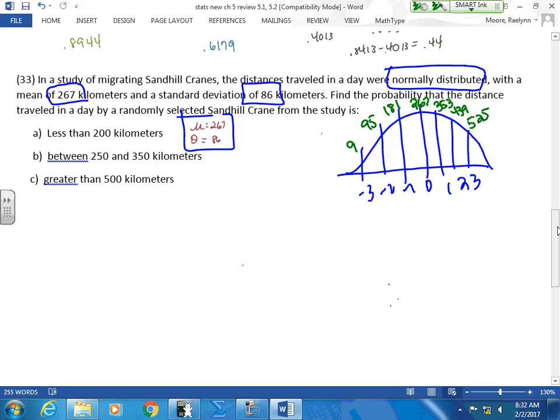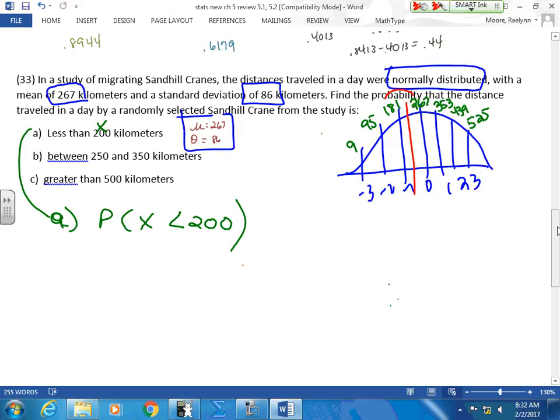So now I'm looking for the probability that x is less than 200. This is an x value, not a z value. Make sure it says probability x less than 200. So I look at my chart, and you only have to make one. You can kind of squeeze them all into one. I find 200, somewhere between the 181 and the 267, right?